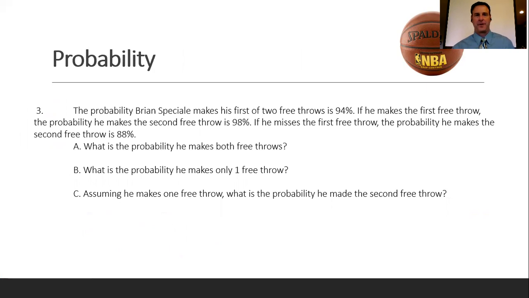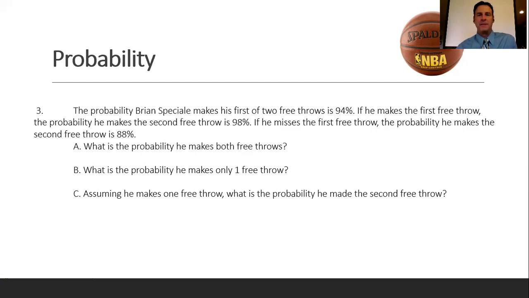Fabulous basketball player, not a pro basketball player, but great shooter, friend of mine. Brian Special makes his first of 2 free throws in basketball is 94%. Okay. If he makes the first free throw, which means he usually gets a second one, okay, the probability he makes the second one is 98%.